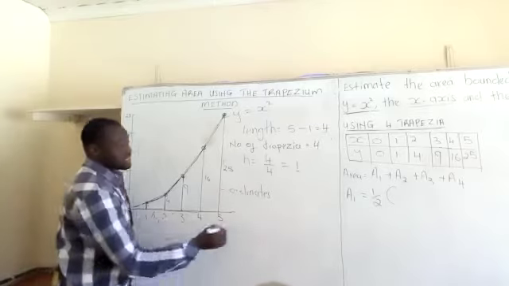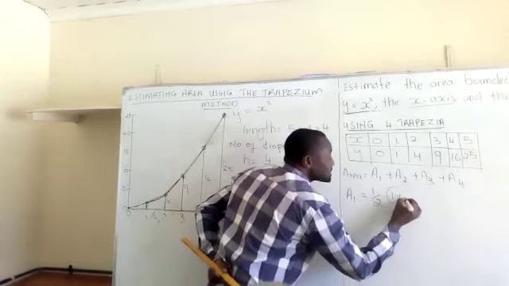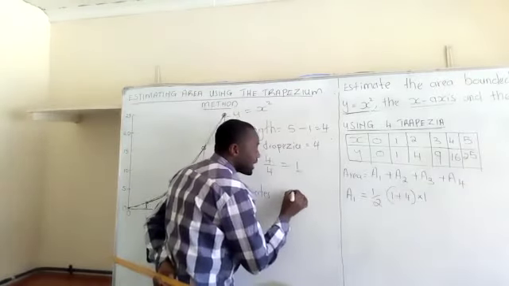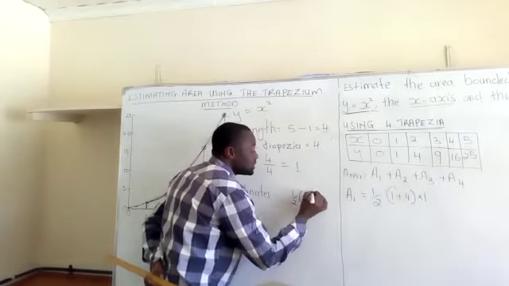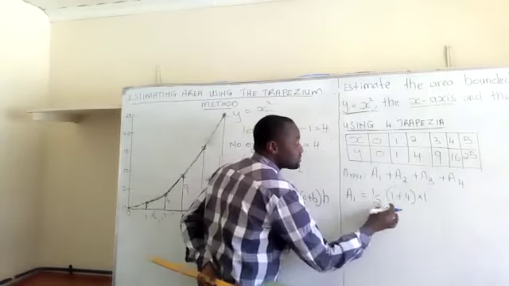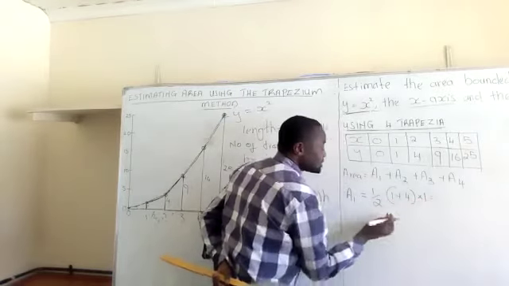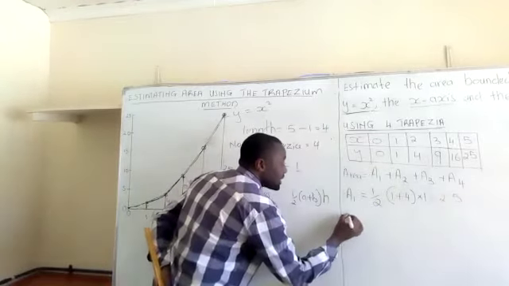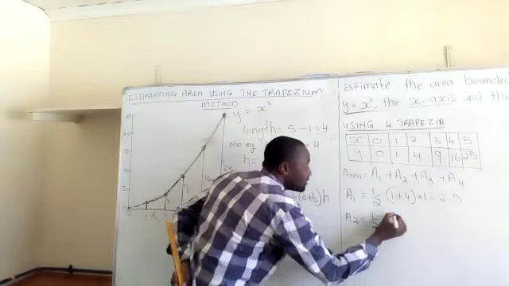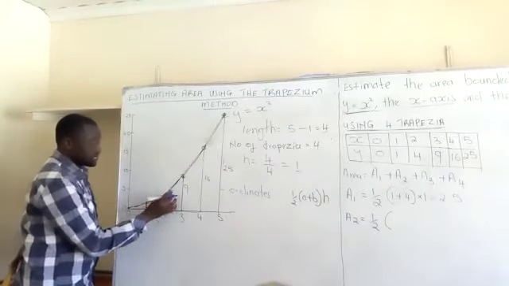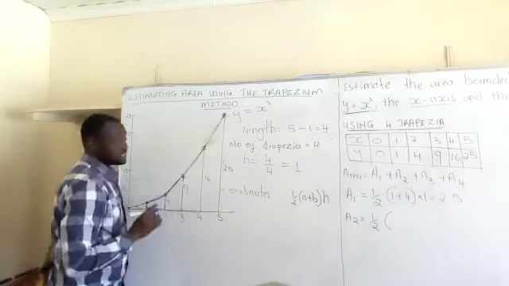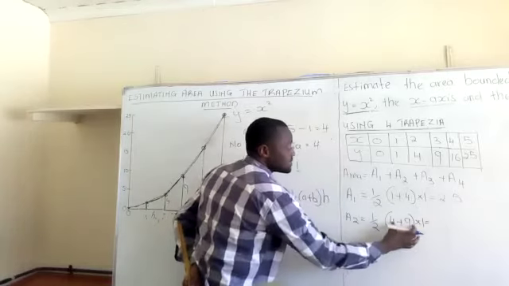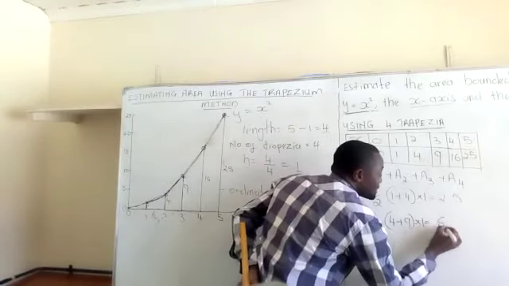That means that the first will be 1 plus 4 multiplied by a height of 1. That is a half A plus B times H. So I have 1 plus 4 times 1, and this will give us 5 divided by 2, 2.5. The area of trapezium 2 will be a half. The second trapezium here, this is 4, this is 9, so that will be 4 plus 9 times 1. This is 13 divided by 2 to give us 6.5.